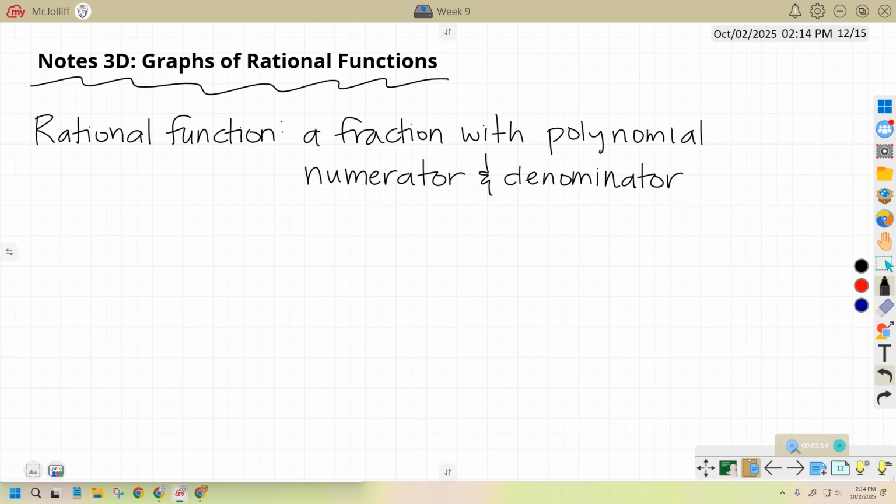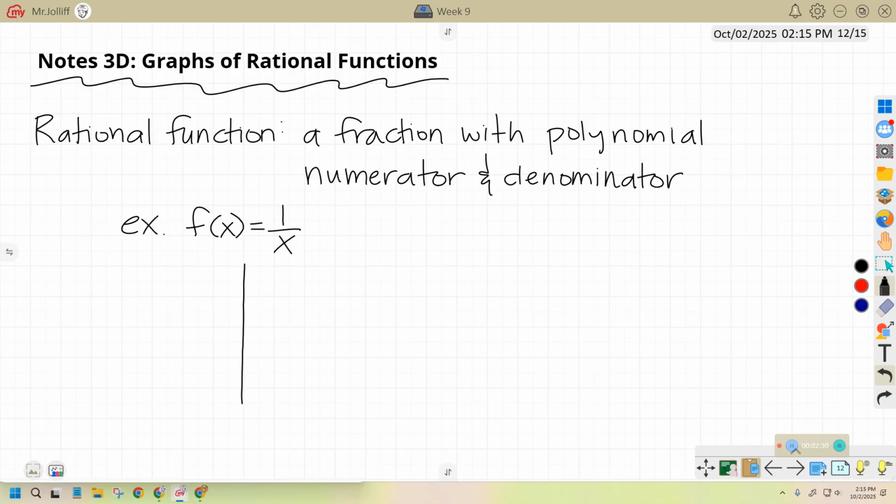That's a rational function. We've already seen a couple of these. For example, one of our toolkit functions, we called that the reciprocal function. That is a rational function. This is the a0 polynomial. This is the a1 polynomial, x to the first power, x to the 0th power. We know what that looks like, too.